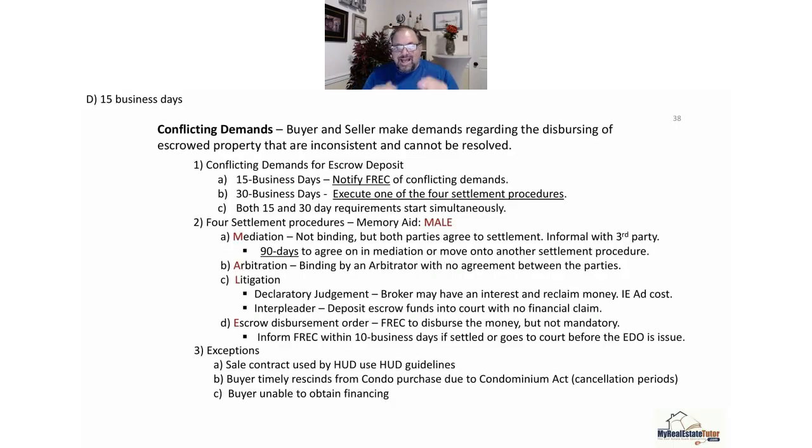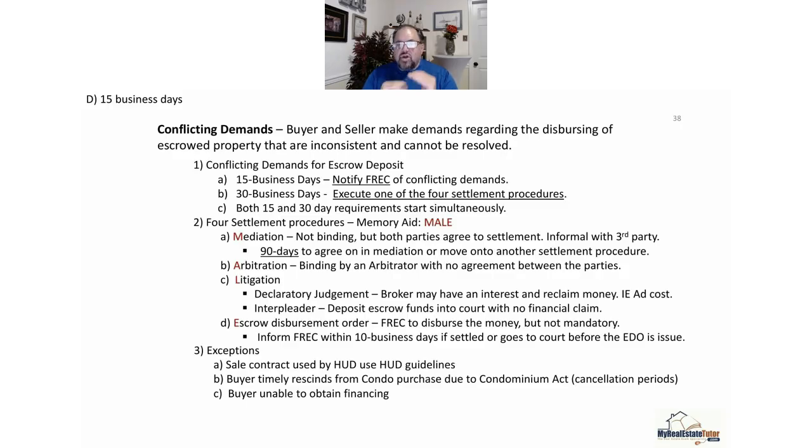Now, in conflicting demands, buyer and seller disagree, and there has to be a resolution on who's getting a deposit, maybe a split, but that's going to be determined under 475. And here's how it goes. So buyer and seller make a demand regarding disbursement of the escrow property. It's inconsistent. It can't be resolved. All right. So under 1A, we have conflicting demands.